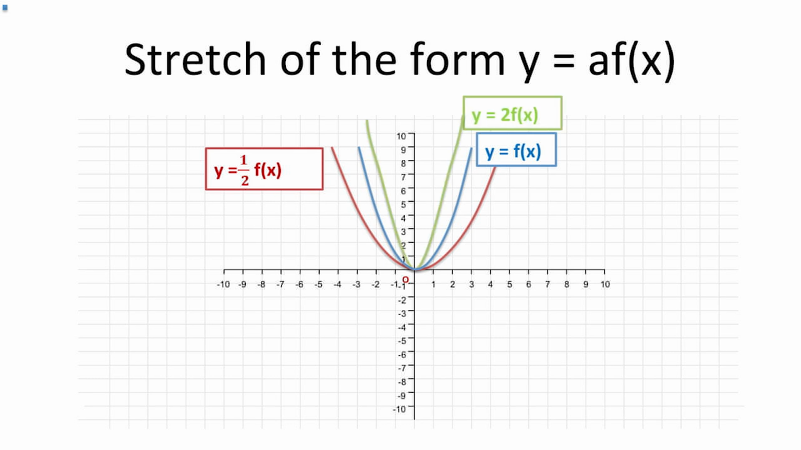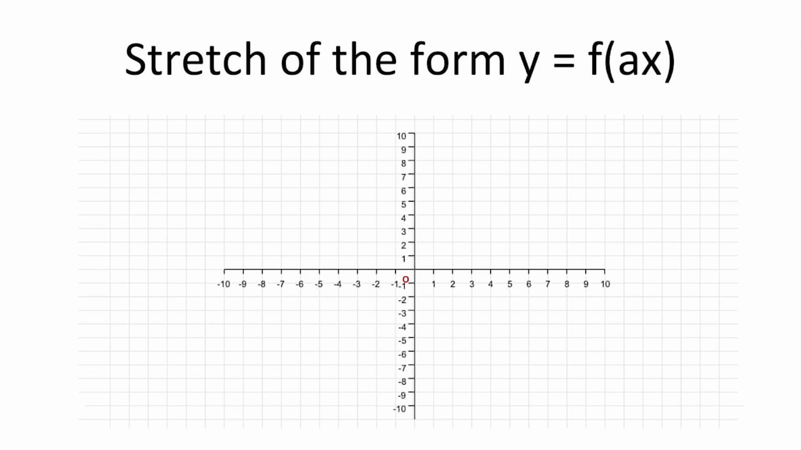And y equals 2 f of x means we've stretched it by a scale factor of 2 in the y direction. So if you think what happens to those coordinates, all the y coordinates now are twice as big as they were. Now if we do the same but with the f of ax, remember this is a stretch of 1 over a in the x direction.